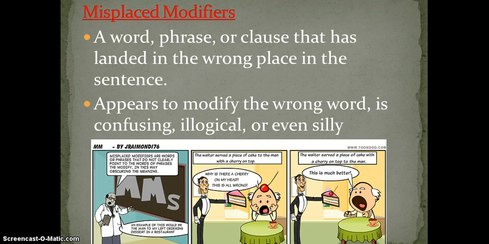So with the cartoon, we have the example: the waiter served a piece of cake to the man with a cherry on top. Right now we have with a cherry on top next to the man in the sentence, and that would tell us that the man has a cherry on top, and that just does not make sense. To fix it, we have: the waiter served a piece of cake with a cherry on top to the man. That is definitely much better. So now we have a piece of cake with a cherry on top of it.